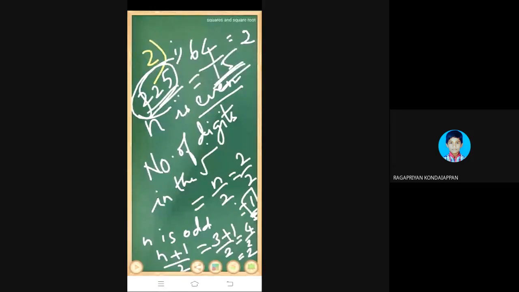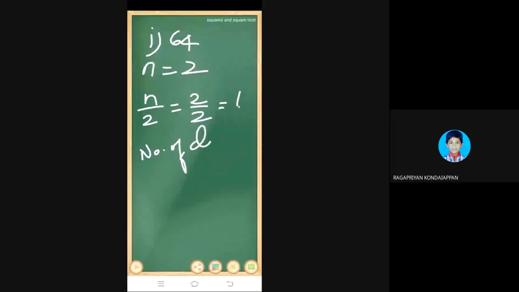Now let us go to the first sum. See the first sum, 64. How many digits? 2 digits. n is 2. So what is the formula? The formula is n by 2. So number of digits in the square root is equal to 1. After taking the square root of 64, you will be getting the answer as a single-digit number.